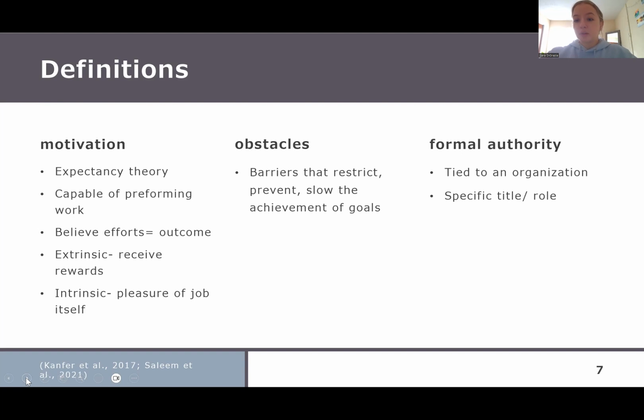And then last, we have formal authority, which is when individuals have authority that's tied to an organization. So they have a specific title and role. An example of this would be if you work at Walmart and you have a manager, that manager has that title, they have that leadership role, and it is tied to that organization.